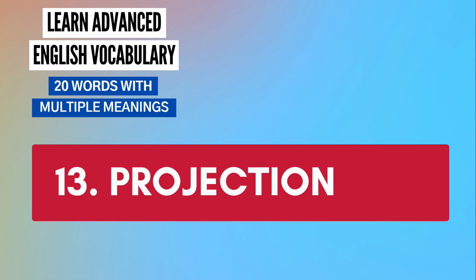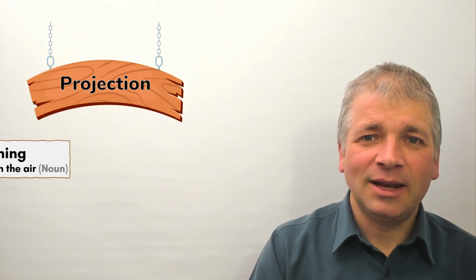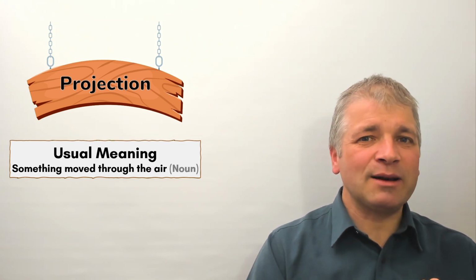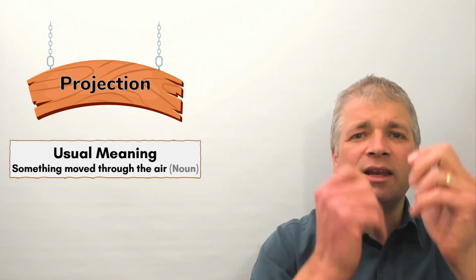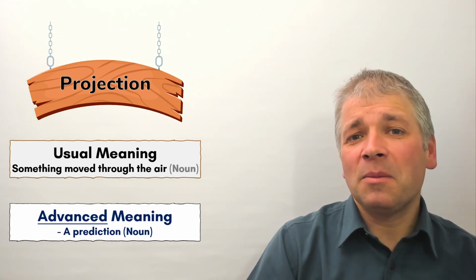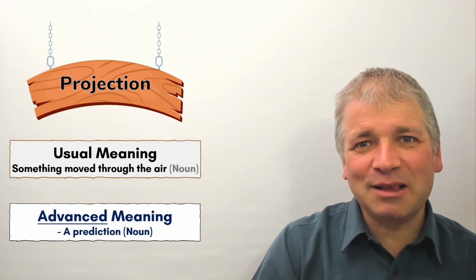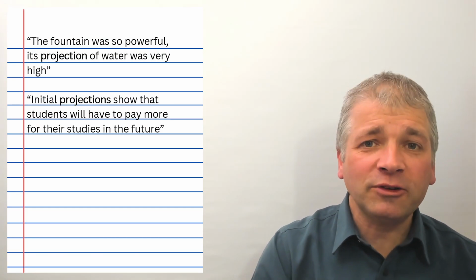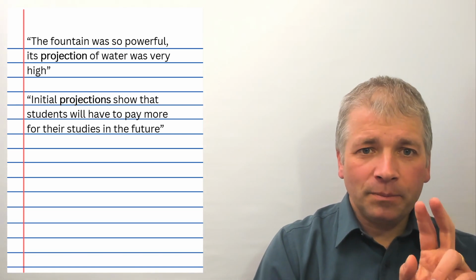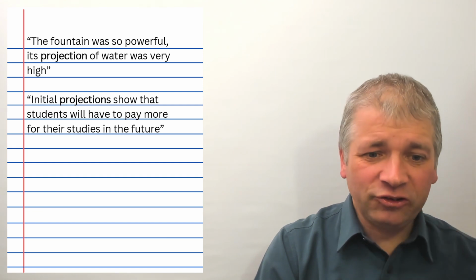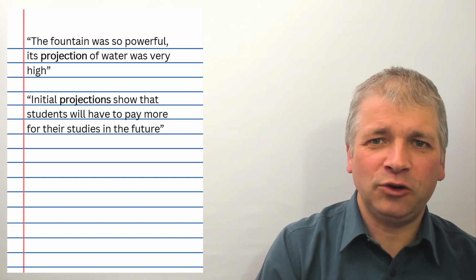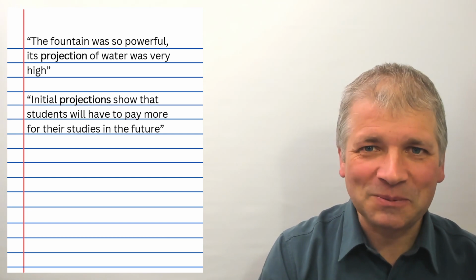Word 13 is projection. Now, projection usually means something moved through the air. So you can project something by throwing it or launching it. Something moves through the air. That's a projection. But projection can also mean a prediction. Look at the examples here. The first one: the fountain was so powerful, its projection of water was very high. The second meaning means prediction: initial projections show that students will have to pay more for their studies in the future. Let's hope that's not true.